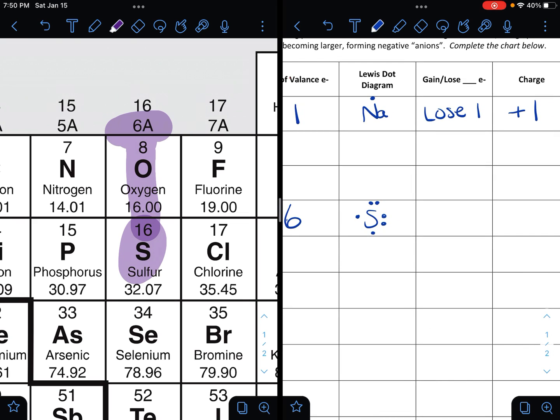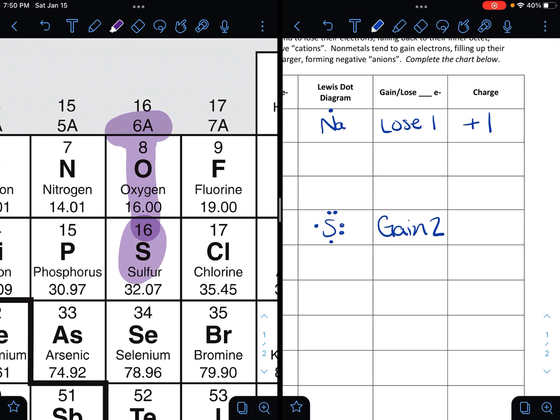So I got to decide, what is sulfur going to do? Is it going to lose all 6 that it has, or is it going to gain 2 to get it up to 8? Well, again, the most you can gain or lose is 3, so the only option for sulfur here is that it is going to gain 2 electrons. And when you gain negative electrons, you now have more negative electrons than you do positive protons, so we have a negative charge. Our charge is -2 because there's 2 extra electrons that weren't there before, and electrons are negatively charged.